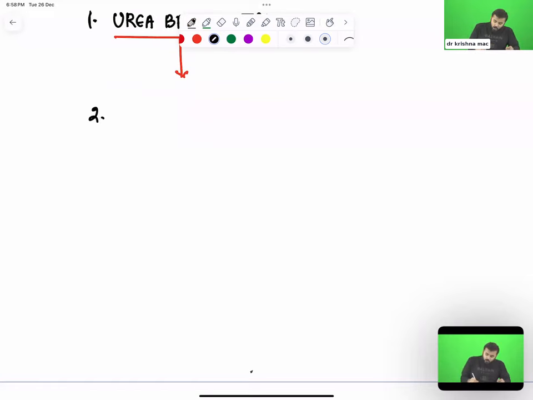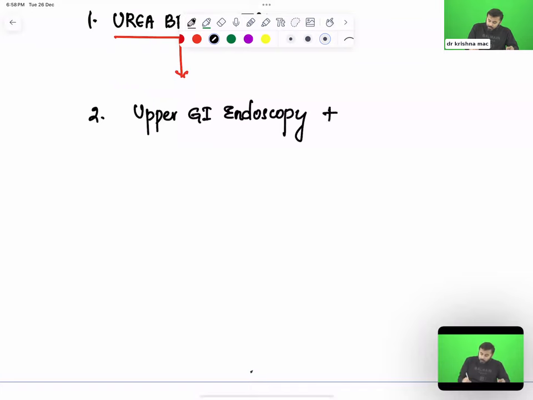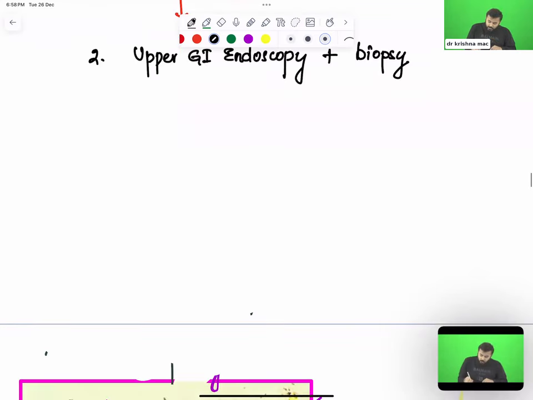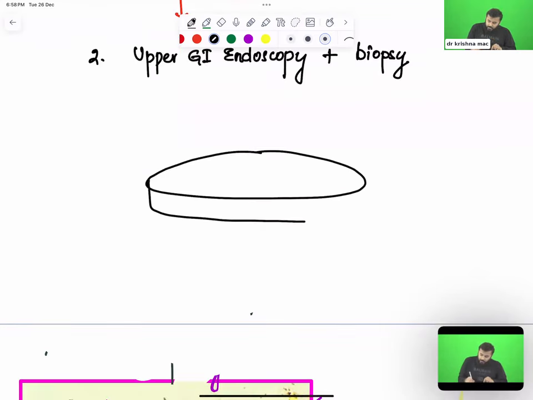Okay. So, upper GI endoscopy. Along with that, I will also do a biopsy. Okay? I have done the upper GI endoscopy biopsy. So, let us say I have taken it on an agar plate like this. Look, sir, this is your tissue which I have taken. Now, the patient is asking, where is the bacteria?